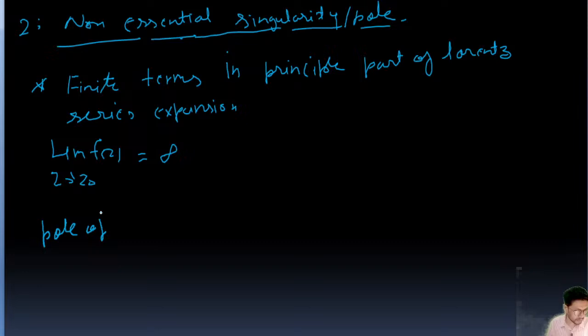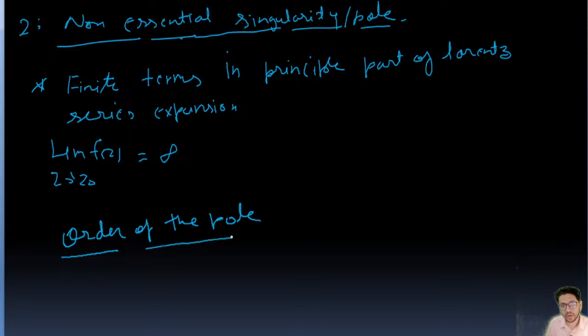We have to find the order of the pole at z equal to z naught. This is the case of singularity, and now we need to find out the order of the pole. So how to find it?